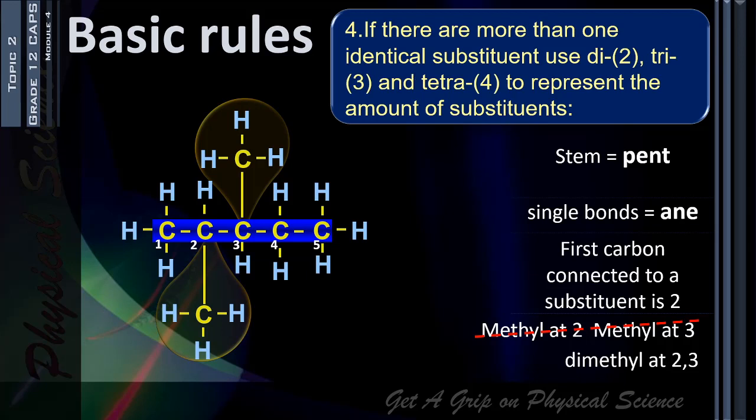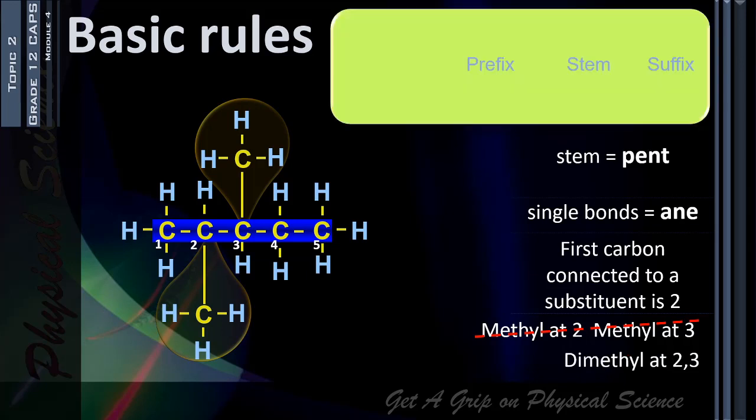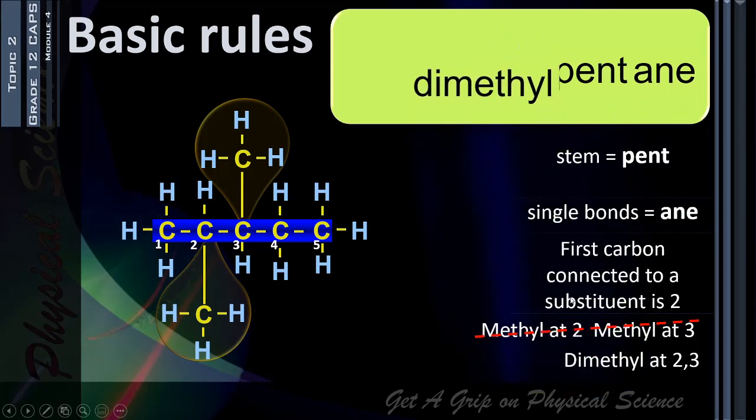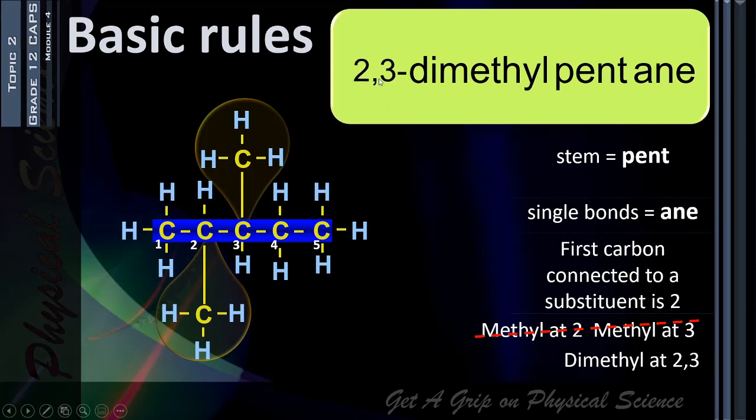Finally, we are ready to write down the name of this molecule. The stem for this name will be pent. The last part of the name will be ane, and the first part of the name will be dimethyl. So the only thing left to do now is to show where the two methyls are, and we know that they are on carbons number 2 and number 3, so we write it as 2,3 and then a hyphen: 2,3-dimethylpentane.